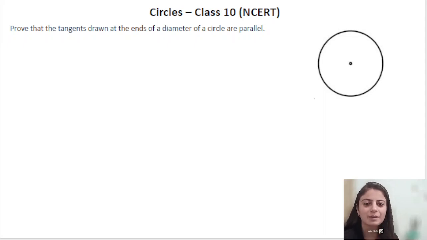This is Mahima. अब हम करेंगे क्वेश्चन नंबर 4 फ्रॉम एक्सरसाइज 10.2. सो जल्दी से हम पहले क्वेश्चन रीड कर लेते हैं. सो द क्वेश्चन सेज: prove that the tangents drawn at the ends of a diameter of a circle are parallel.